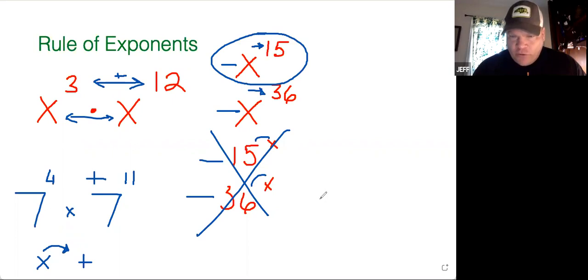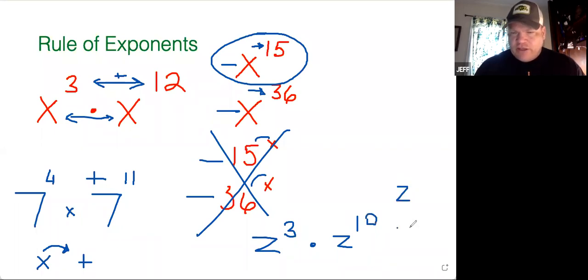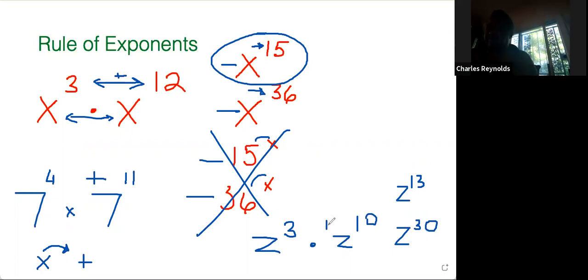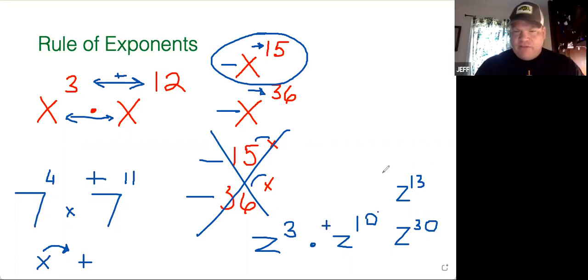So if I wrote over here, z to the 3rd times z to the 10th, the 2 real legit choices that they give us would be z to the 13th and z to the 30th. These multiply. Yep. That's our answer right here.